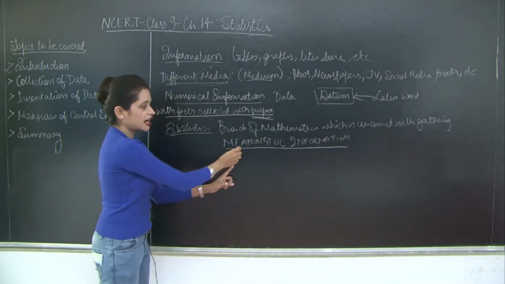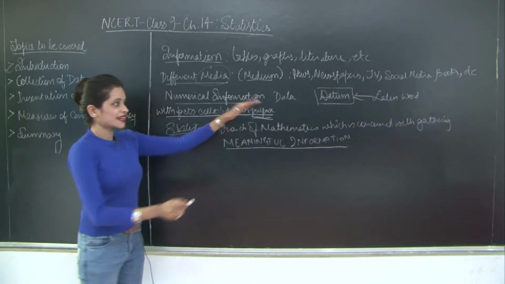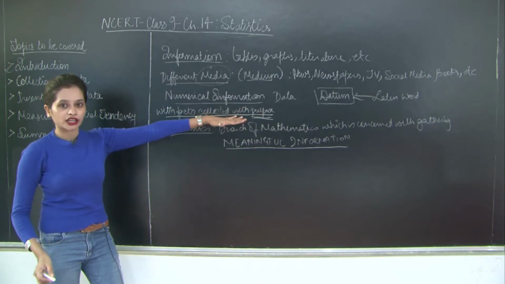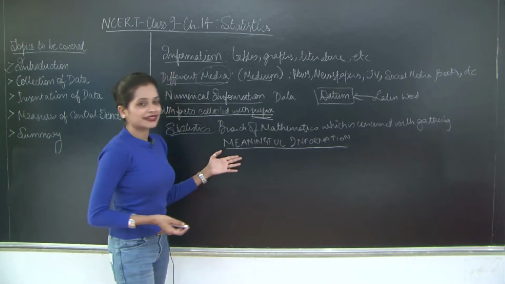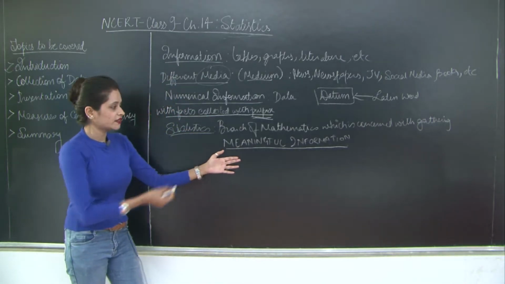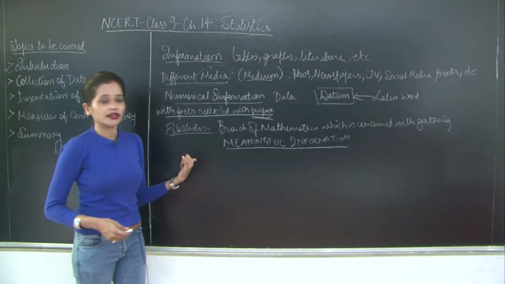So I am shouting out loud here because I've put everything in caps, meaningful information. Just like I mentioned over here while I was talking about data, only the phone numbers of your friends are very important to you. Only data that you're going to deal with is going to be meaningful information. Statistics is going to be dealing with that.